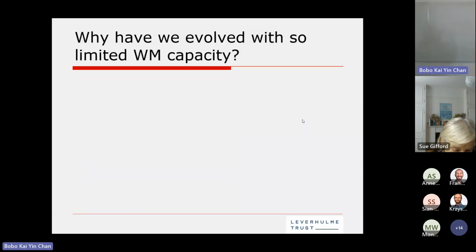Okay, so we finished, in 5 minutes, some talk about evolutionary points of view. Why do we always have this limited working memory capacity? What is the point of it? What are the advantages of that?